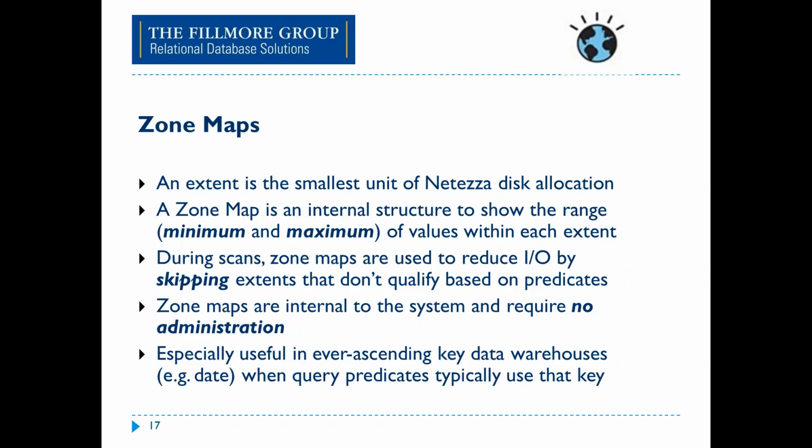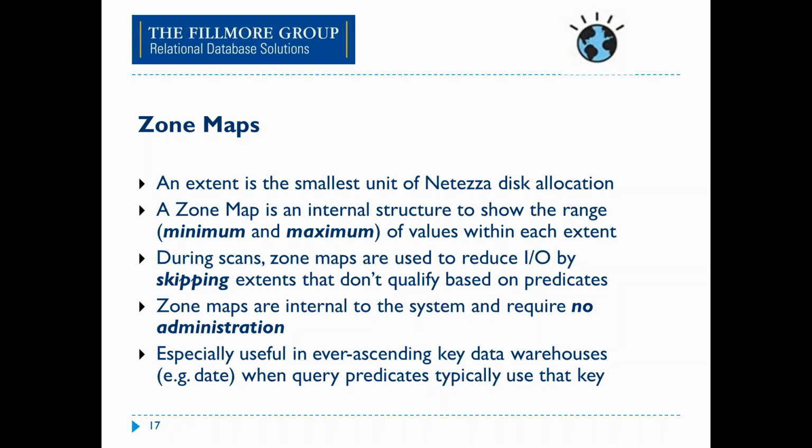I could filter out data that falls outside, or extents that don't cover the data that I'm looking for. So let's say I'm looking for Williams, and the zone map says the range of last names covered in this particular extent are from Aaron to Baker. I know I can skip that extent without having to look at it because I know that there aren't any Williamses in that zone map range. So this allows me to reduce I/O by skipping extents that don't qualify based on the predicates.